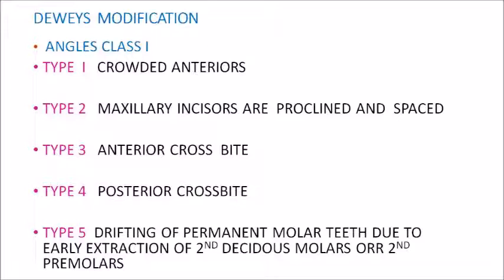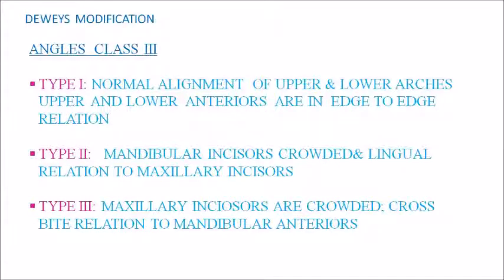Class 1 malocclusion, if you remember, has a normal molar relationship. The variation or the error was in the line of occlusion. It was not a smooth line of occlusion. So Dewey is specifying what are the errors occurring in the line of occlusion. Type 1 is due to crowded anteriors. Type 2 is when the maxillary incisors are proclined and spaced. Type 3 is when there is an anterior crossbite. Type 4 is when there is a posterior crossbite, and type 5 is the drifting of the permanent molar teeth due to early extraction of the second deciduous molars or second premolars. In the same manner, class 1 has been further classified by Dewey.